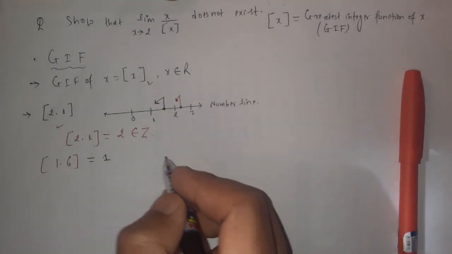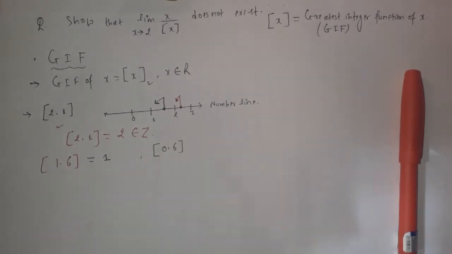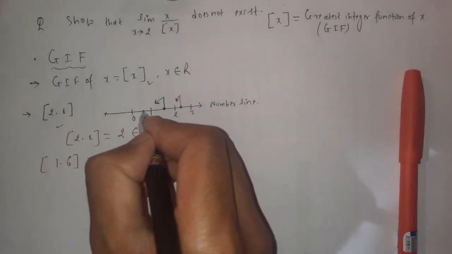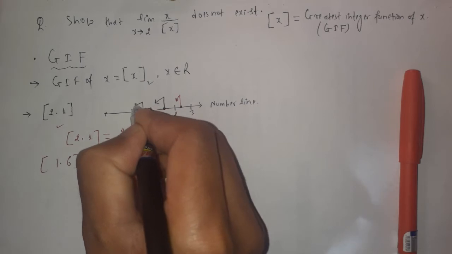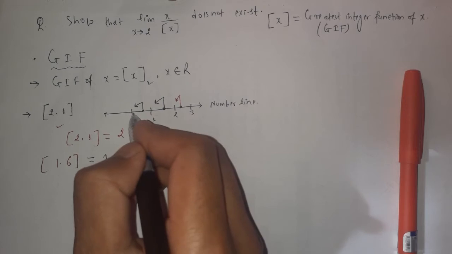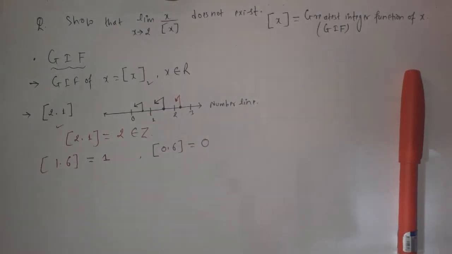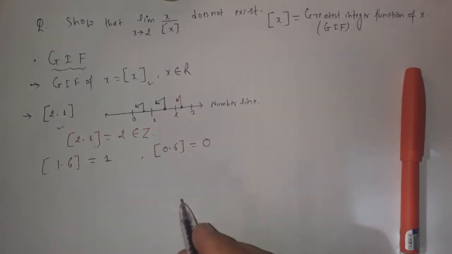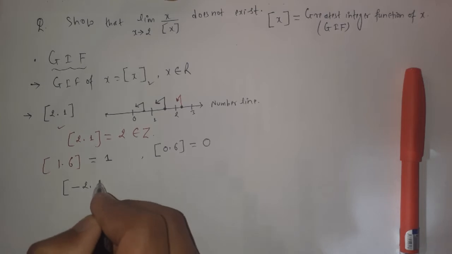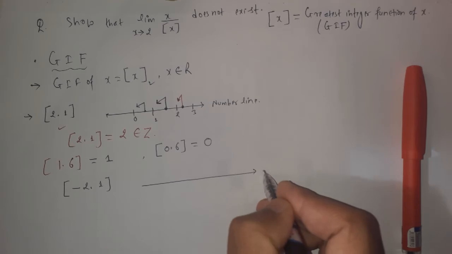Let's calculate the greatest integer function of 0.6. The 0.6 lies between 0 and 1. Let's suppose here is the point, and we rise and then look back. The nearest integer value is 0. So the greatest integer of this number is 0. This is the method for calculating the greatest integer. Let's take a negative number, the greatest integer of negative 2.1. Let's visualize this number on the number line first.